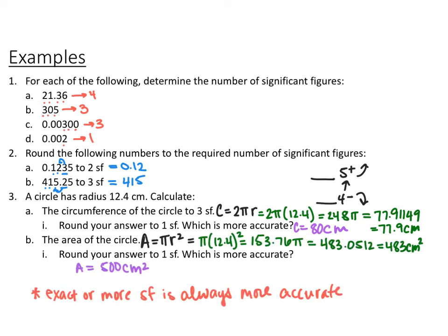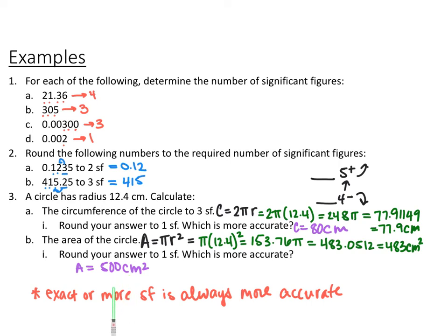So for the area of a circle, you have pi r squared, where in this case the radius is 12.4. So the exact value would be 153.76 pi. I rounded that to 3 significant figures to follow the same directions as part A. And so that would be 483 centimeters squared. And then part B, I wants us to round to 1 significant figure. So we're going to look at the 4, the hundreds place, the 8's going to round it up. So we end up with 500 square centimeters.